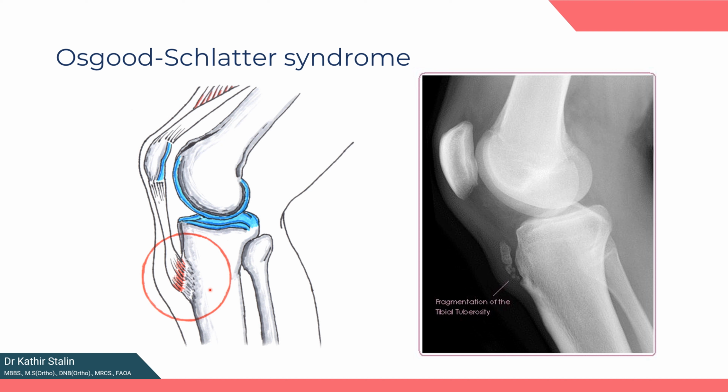Because of differential growth during the growth spurt, the extensor muscle attachment to the knee joint becomes tighter, creating a strain on the tibial tuberosity. So, with physical activities, this tendon causes inflammation over the tibial tuberosity and manifests as a pain over the tibial tuberosity. This condition usually resolves by itself with a period of activity modification, stretches, and pain relief.